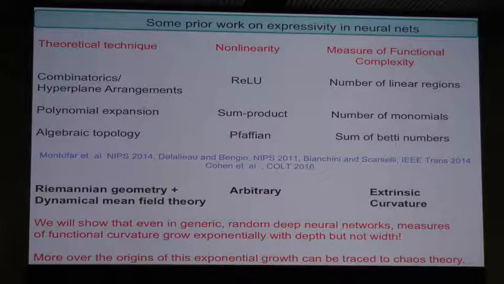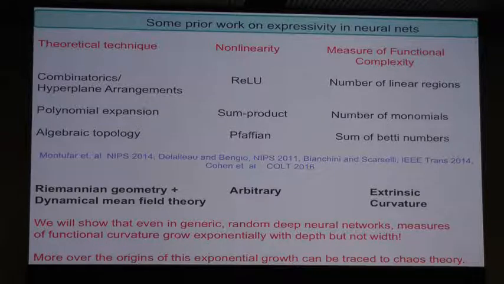So for example, Bengio, Montúfar and colleagues showed that for ReLU networks, the number of linear regions for a particular function can grow exponentially with depth, but not with width. For sum-product networks, it's the number of monomials computed, because sum-product networks compute polynomials. And here these guys use algebraic topology. But if this is a very generic phenomenon, we should have a much more general theory that doesn't rely on particular theoretical techniques to attain results.